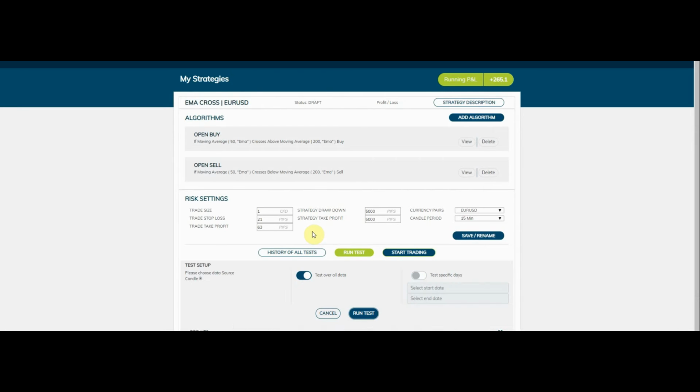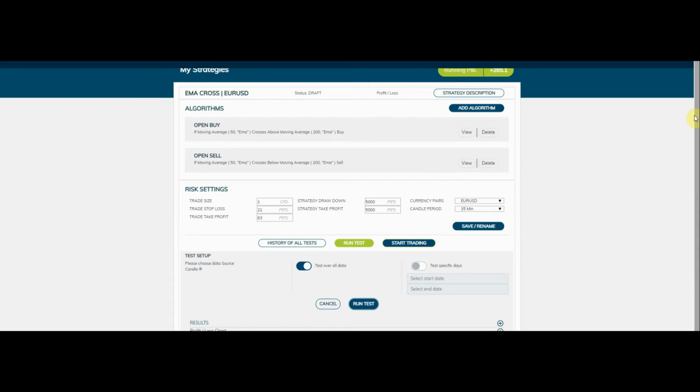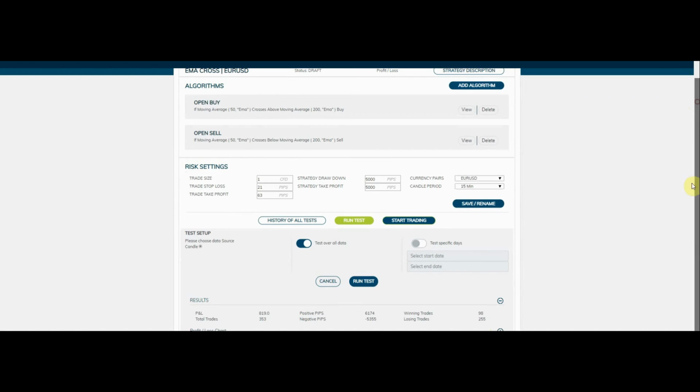So it's really, really intuitive but easy to use system. It takes about a minute or two to back test, and again, back testing traditionally, for those of you that know about back testing, can take hours and hours for just an hour or two's worth of data. So this is a very, very swift and very intuitive back test. Okay, we've now got a result. We've got 819 pips.